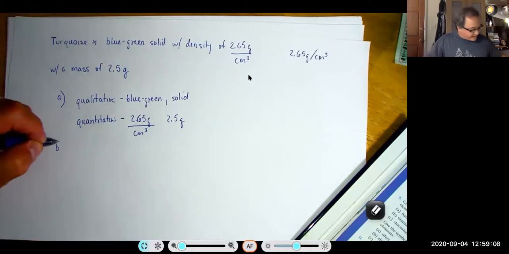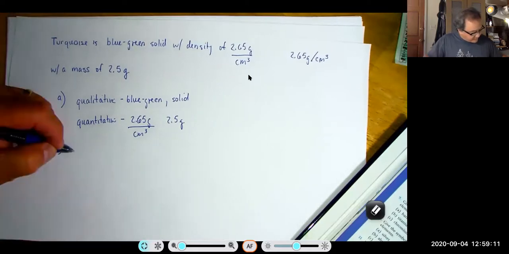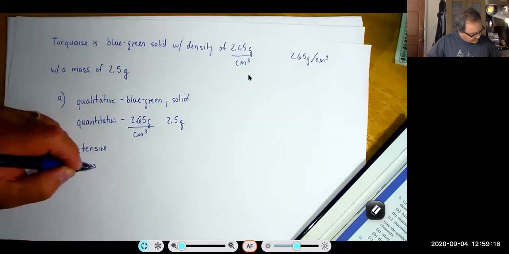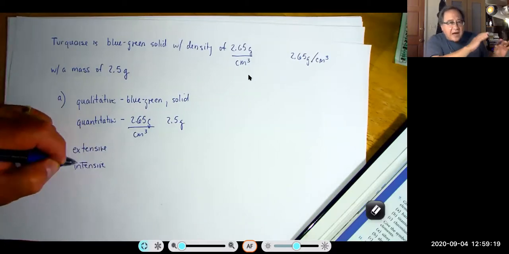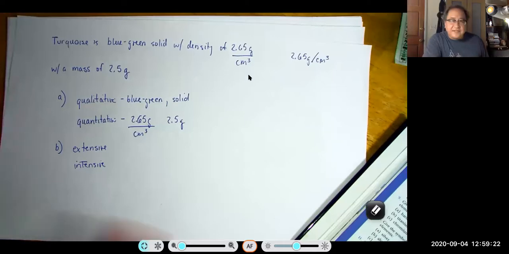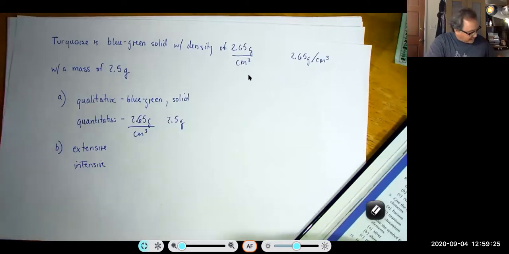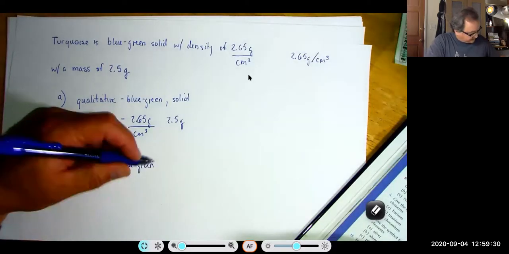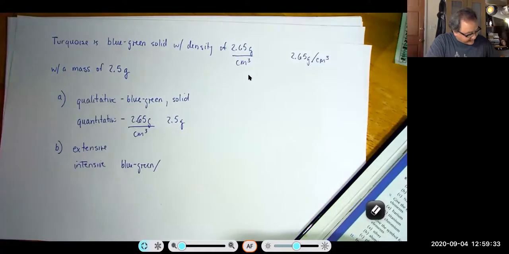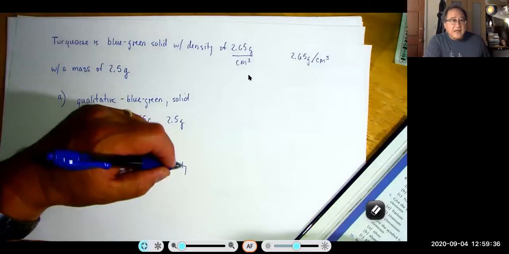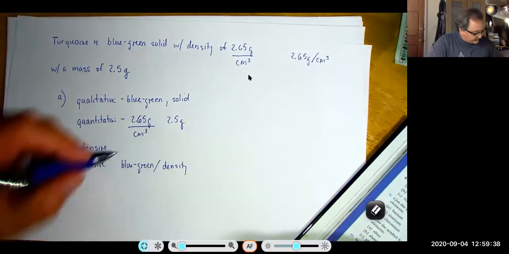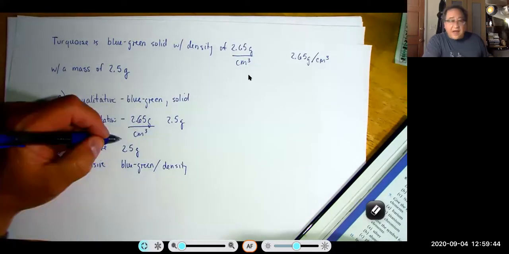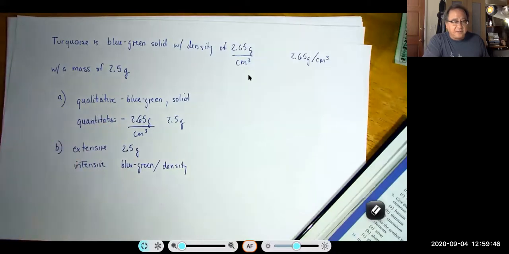B, which is extensive and which is intensive. So remember, extensive depends on how much of it you have, and intensive does not depend on how much you have. So that means that blue-green is intensive. The density is intensive. And the mass is extensive because the more mass you have, the larger the number.